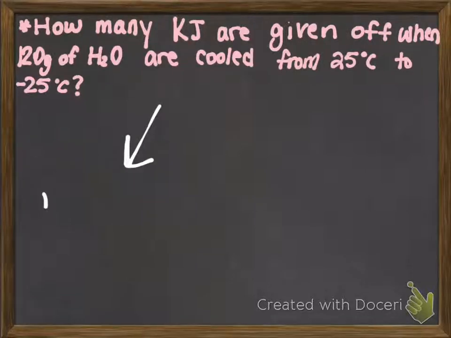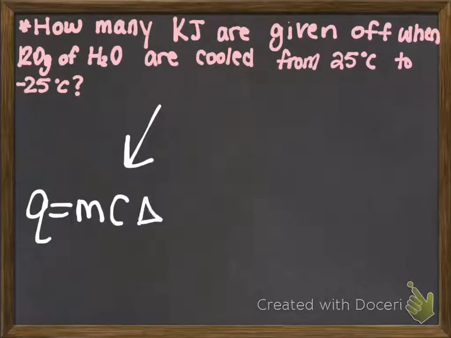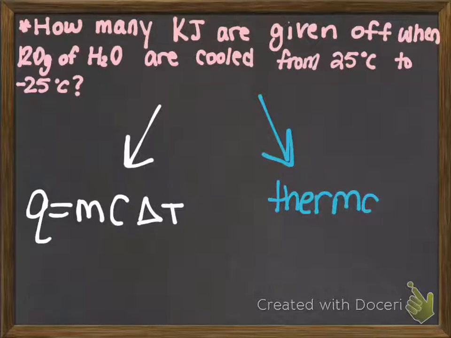The first step is using the formula Q equals mc delta T. The second step is using a process involving thermal stoichiometry. Depending on your problem, these steps could be repeated multiple times.